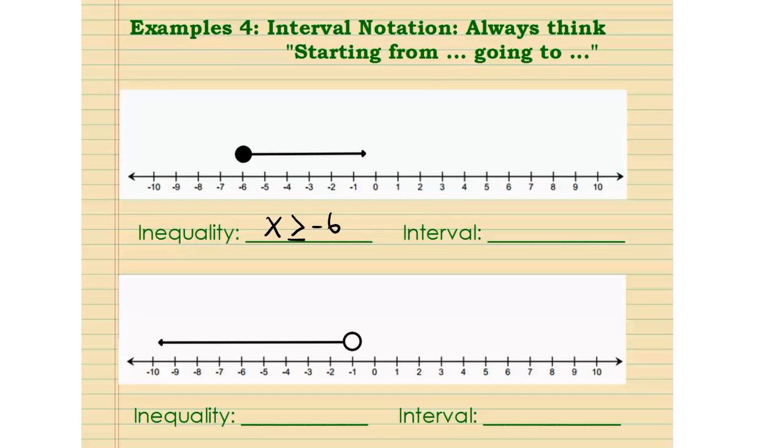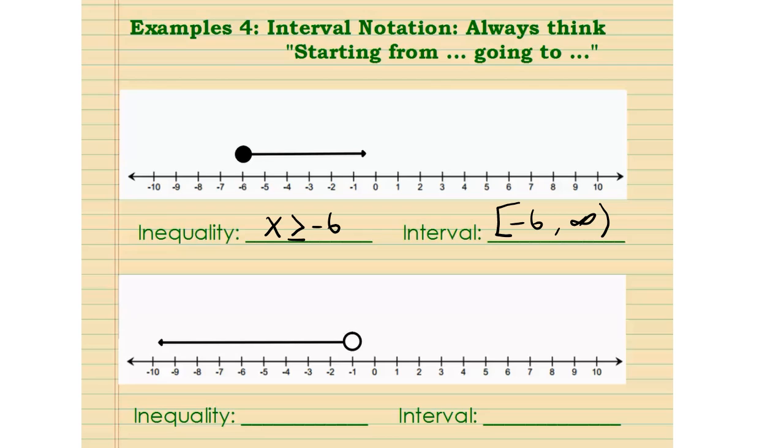as the inequality. For the interval, we are going to consider what is the minimum x value and what's the maximum x value. Minimum x value is negative 6. Maximum x value is positive infinity. Is negative 6 included? Yes, so we use a square bracket. Infinity is never included, regular parenthesis.